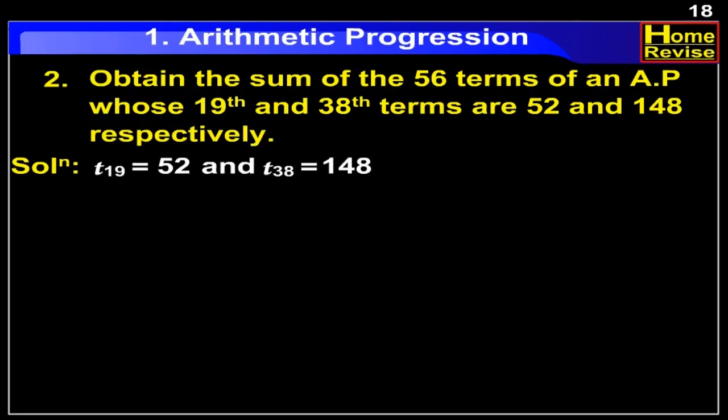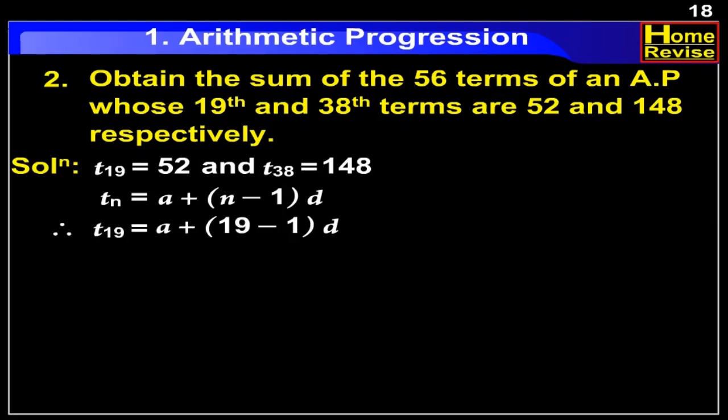Now, we know that Tn is equal to a plus (n minus 1) into d. Therefore, T19 is equal to a plus (19 minus 1) into d. Therefore, 52 is equal to a plus 18d. Let this be equation number 1.